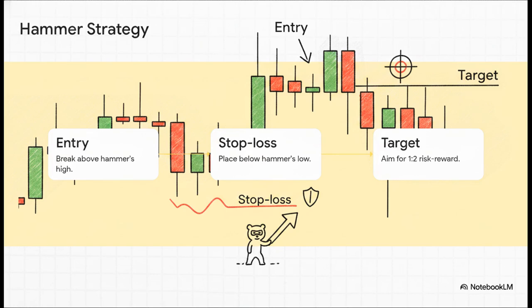So, how do you actually trade this? Well, the strategy for the hammer requires strict discipline. You definitely don't just jump in immediately. Instead, you wait for the next candle to break above the hammer's high. That is your entry trigger. Then, you place your stop loss safely below the hammer's low. This protects your capital just in case the bears try another ambush. And crucially, you always target the nearest resistance level or aim for a solid 1-to-2 risk-reward ratio.